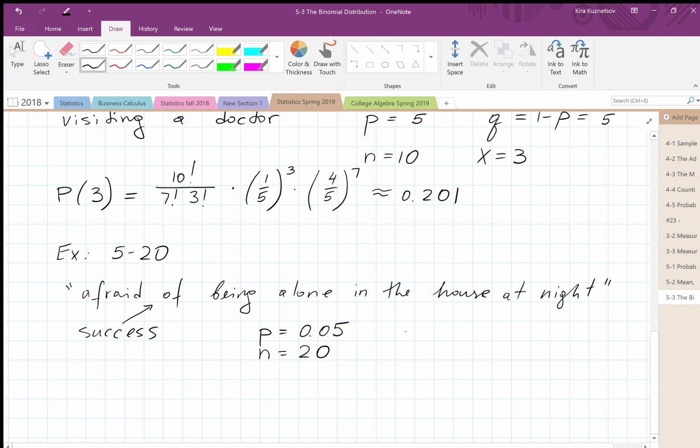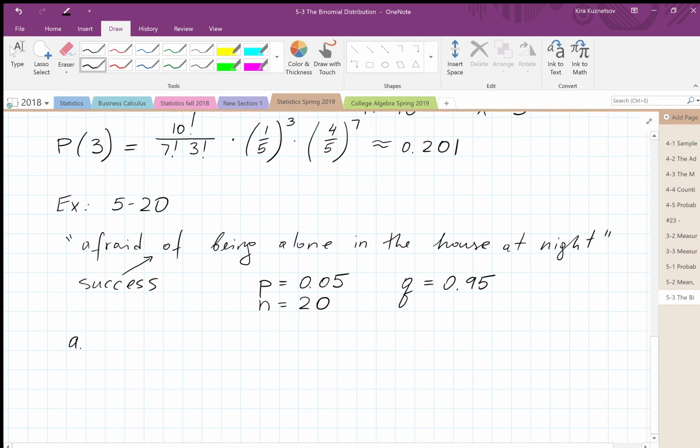Once they gave me the p, automatically I know what q is. If 5% is the probability of success, the other 95% is the probability of failure. Please make sure to write down all of your probabilities as 0 point something. Now the x's are coming in parts A, B, and C. Part A: find the probability that exactly 5 people in the sample are afraid of being alone at night. They will repeat this phrase of the success, quote unquote, afraid of being alone in the house at night, every single time they ask you a question.